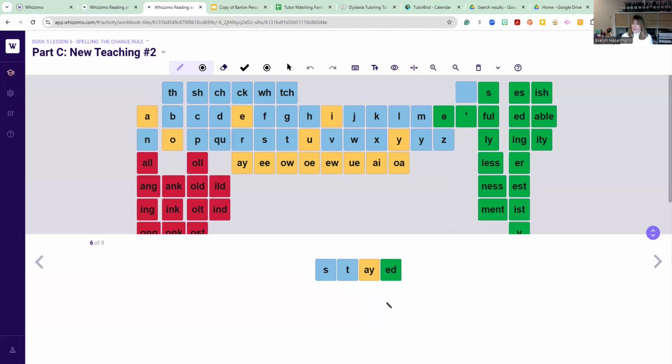We do not change our Y to an I when we are dealing with that vowel team. We can change it to stayed or stays. Same thing for a word like gray and grays or grayest. My hair was the grayest of them all. Okay, so those are the places. That's the teaching for 5.6.